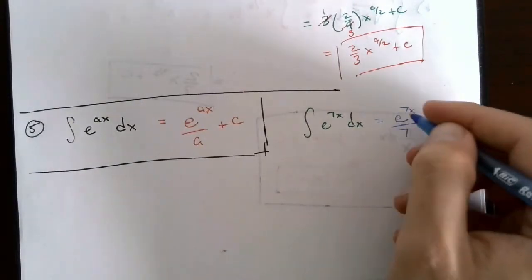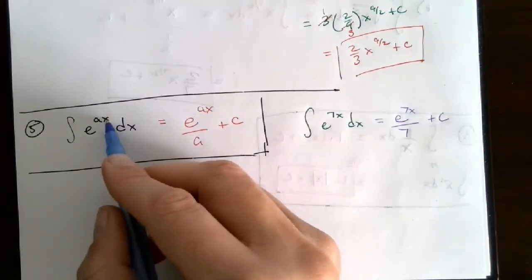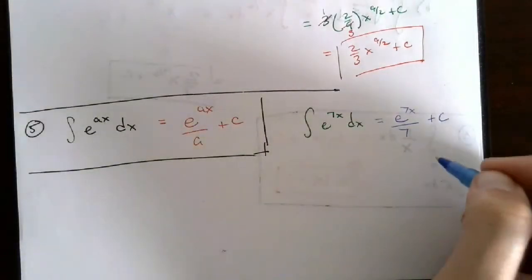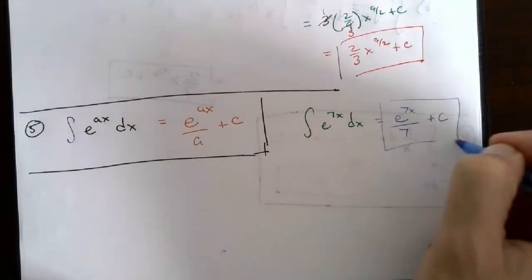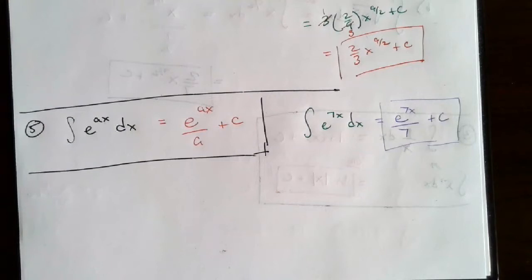This is a special case for e to the ax. If this was any other function up here, it doesn't work exactly like this. And then that would be the answer, right? E to the 7x over 7 plus c.